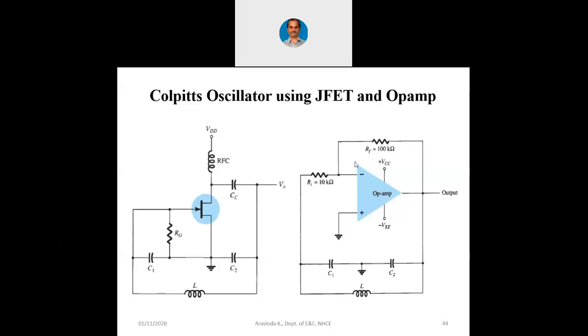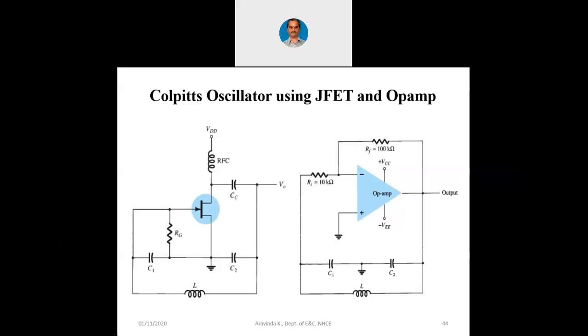So the gain of the amplifier is minus RF by RI, that is 100 by 10, which is 10. I have already told you. That minus sign indicates it is producing a 180 degree phase shift. Now the feedback circuit also is going to produce that 180 degree phase shift, and when the A beta equals 1 condition matches, then the circuit works like an oscillator.